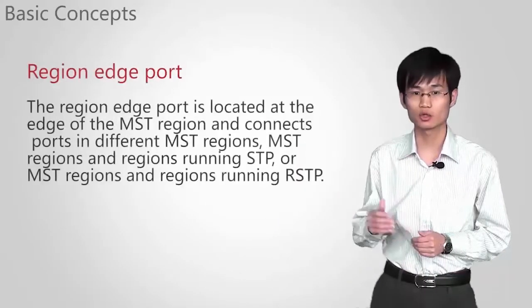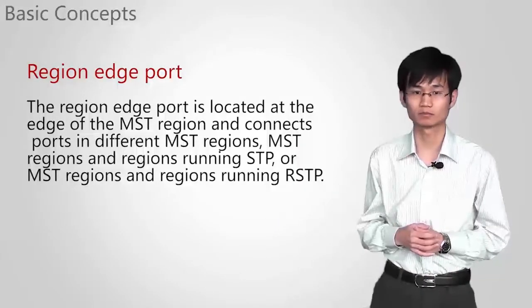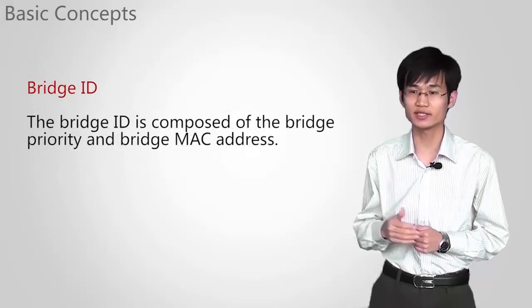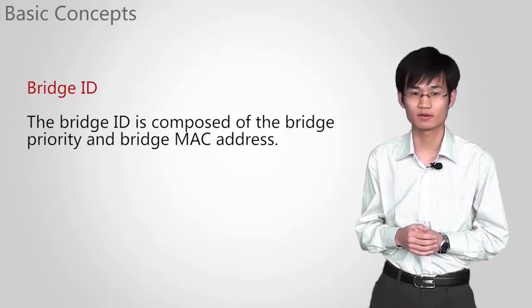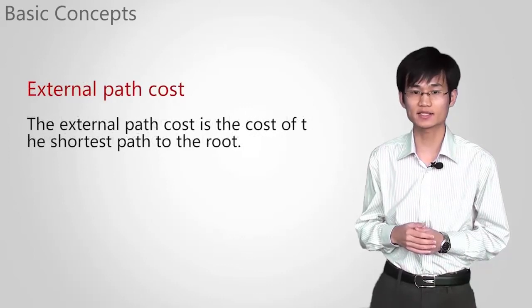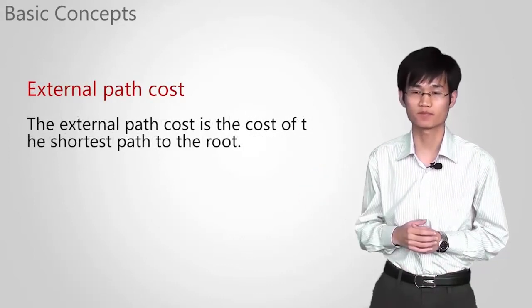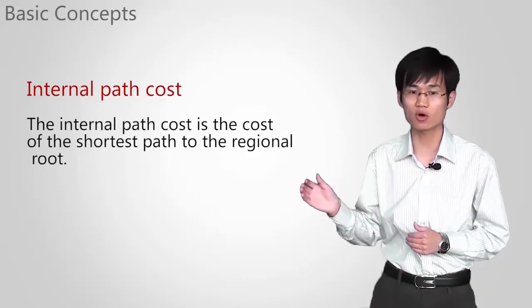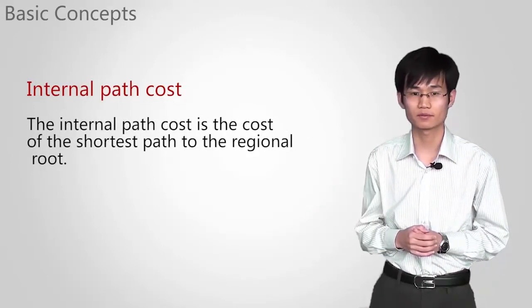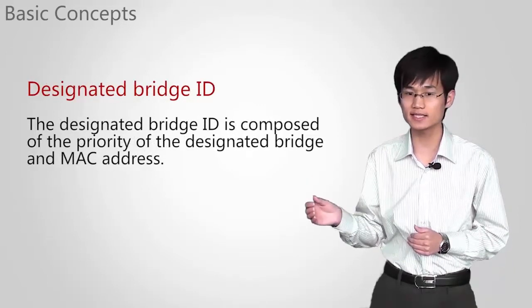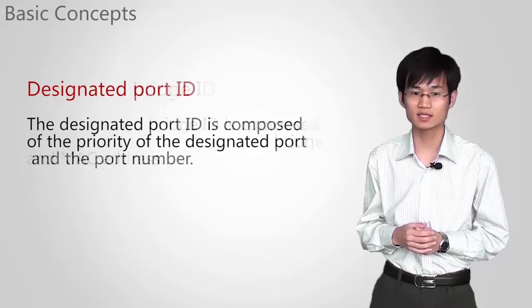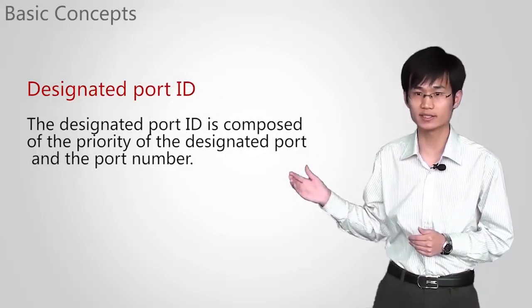First, region edge port. Second, bridge ID. Third, external path cost. Fourth, internal path cost. Fifth, designated bridge ID. Sixth, designated port ID.